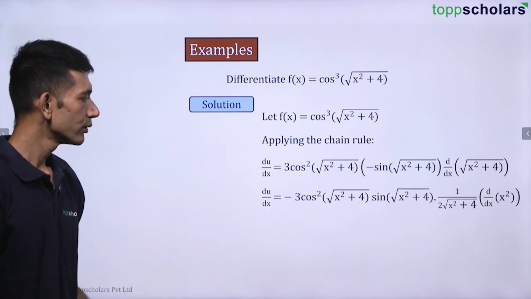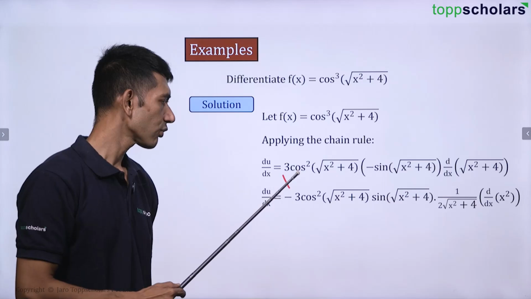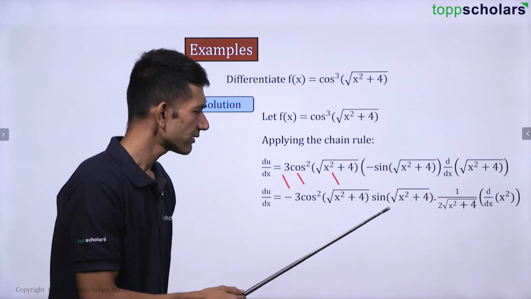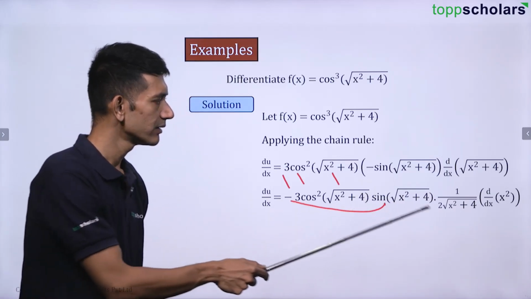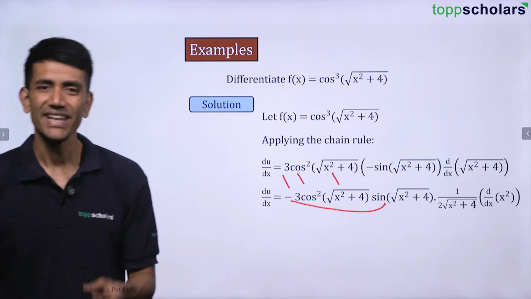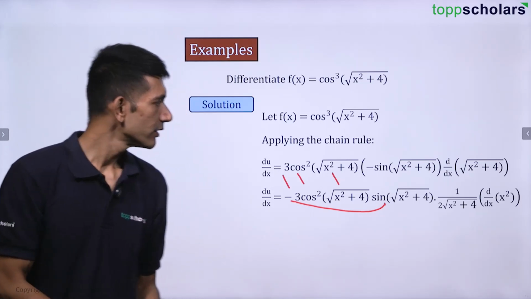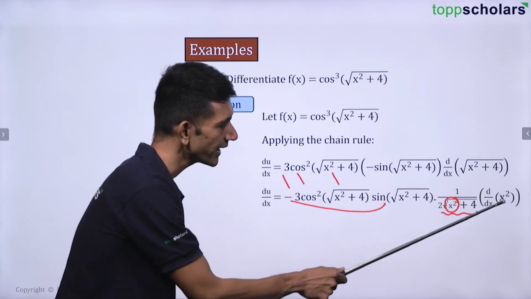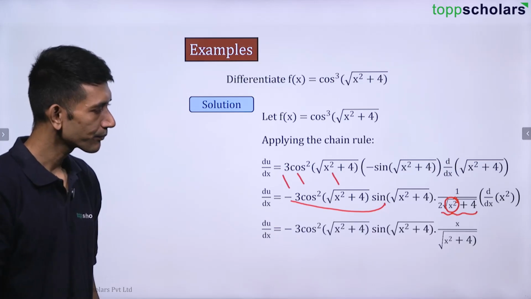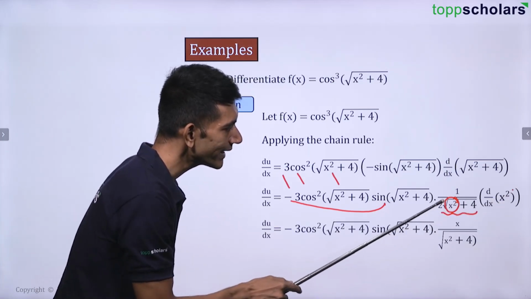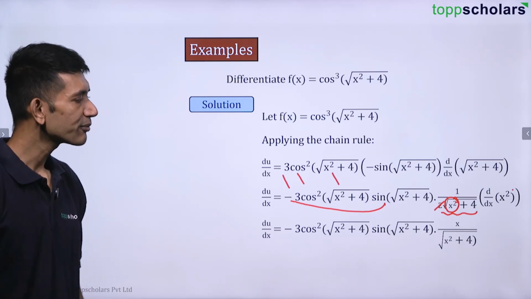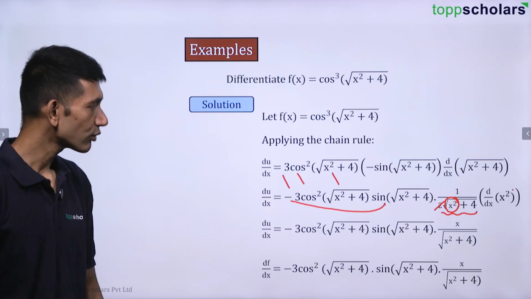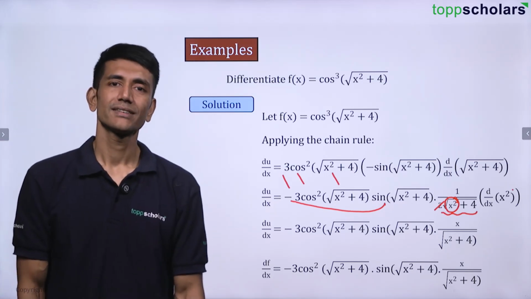So that gives you minus 3 cos square under root x square plus 4. This is sine, and of course the minus sign is outside here. And what is under root x? The derivative of under root x is 1 by 2 root x. So this becomes 1 by 2 root x square plus 4. And what is the derivative of x square? Derivative of x square is again 2x in the next step. So this 2x and 2 will get cancelled, and then you get x by under root x square plus 4. Correct? And this is how you solve. I hope this question is clear to all of you.